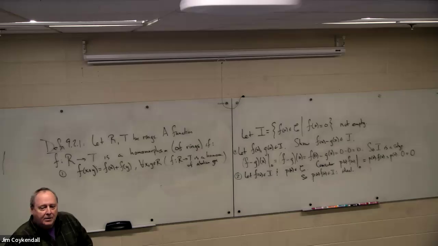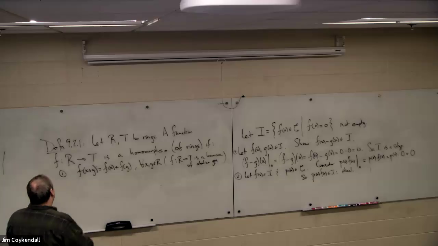I don't want to stop here because rings are more than just abelian groups. So what else do you think we should have going on? Scalar multiplication? Very similar, but you don't have a scalar here, right?